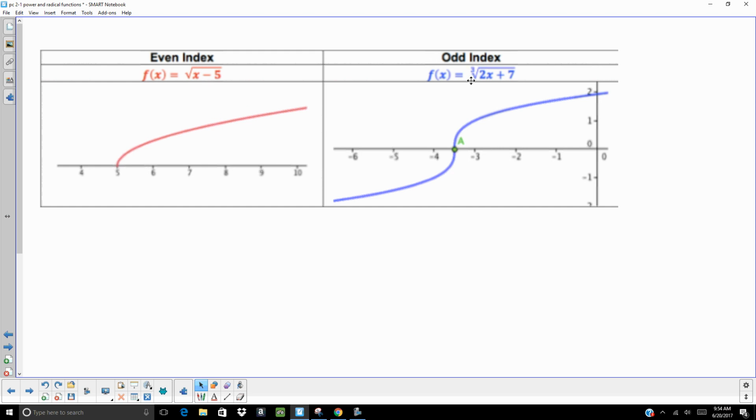On the blue one, I've got an odd index of 3. That means I can put a positive or a negative in there underneath that radical.